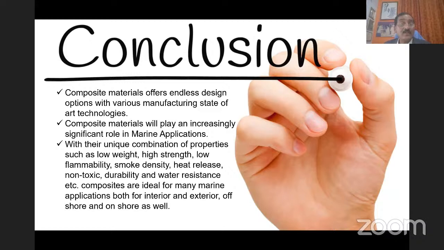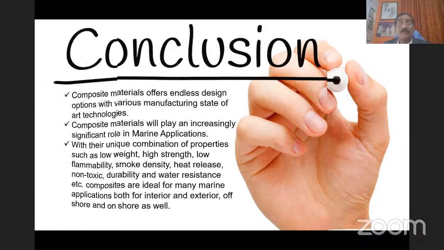In conclusion, composite materials offer endless design options with various state-of-the-art manufacturing technologies. Composite materials will play an increasingly significant role in marine applications with their unique combination of properties such as low weight, high strength, low flammability, smoke density, heat release, non-toxic, durability, and water resistance, etc. Composites are ideal for many marine applications, both interior and exterior, offshore and onshore as well.